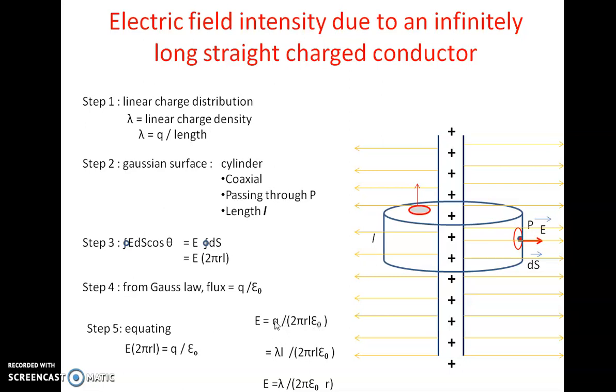Now in place of Q, I can also put lambda into the length. From step 1, we defined the charge distribution as lambda equal to Q upon length, so Q is equal to lambda into length. So I have written it as lambda into length divided by 2 pi RL epsilon naught. L and L will get cancelled and I get E is equal to lambda upon 2 pi epsilon naught R. This is the equation for electric field intensity due to an infinitely long straight charged conductor at a distance r. Okay, thank you.